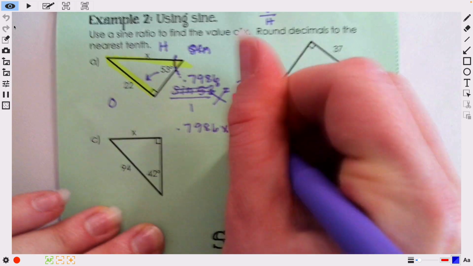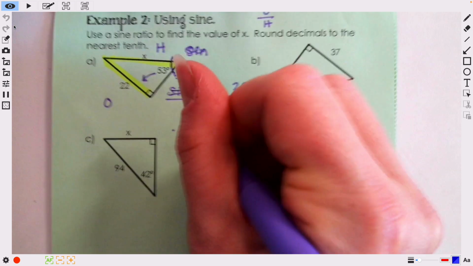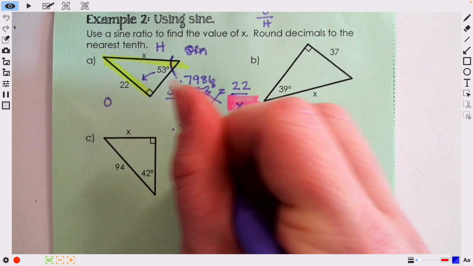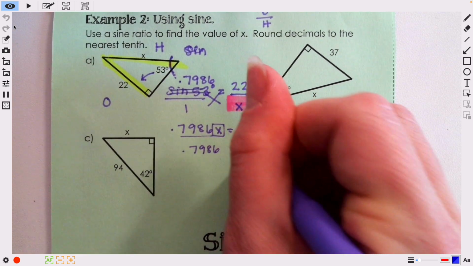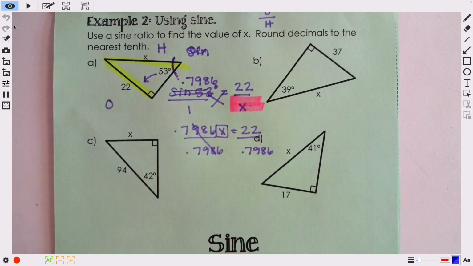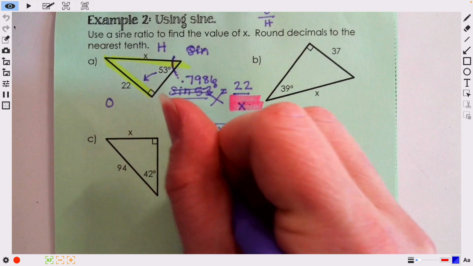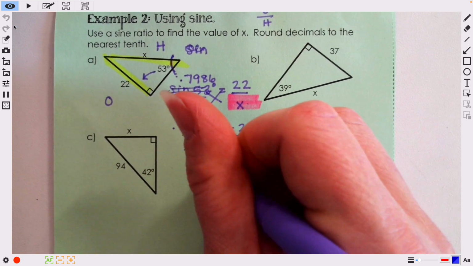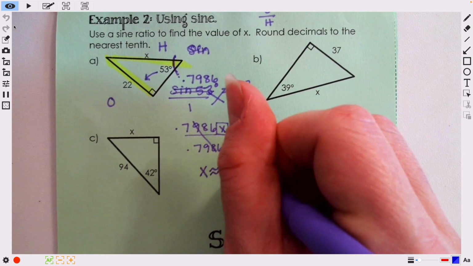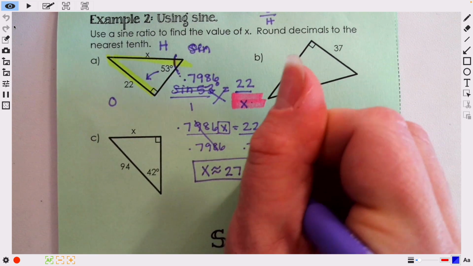0.7986x equals 22. So we will divide by 0.7986. And we get approximately, and the answer, I usually tell people if you round it to 1 decimal spot, that's good.